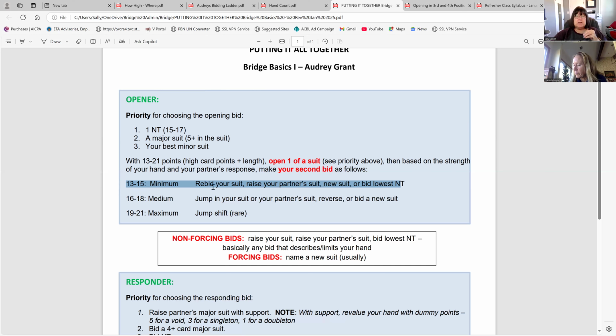If you do any of these things, rebidding your suit, raising your partner's suit, or bidding the lowest no trump, you are limiting your hand to 13 to 15. If you bid a new suit, you are not limiting your hand, because you also might make that same bid in the medium category. In the medium category, you are going to jump in your suit or your partner's suit, reverse, which is bidding a second suit that's higher than your first suit, or bidding a new suit.